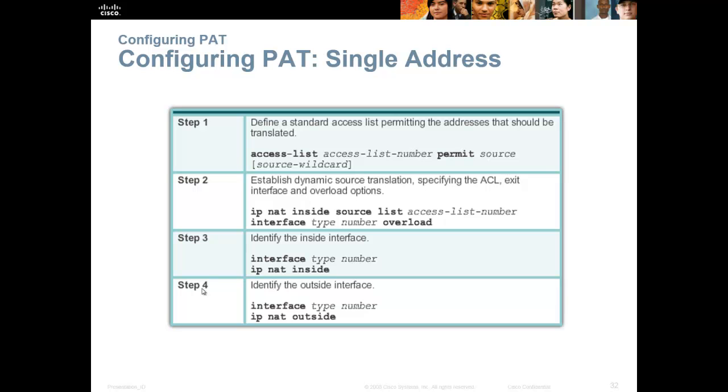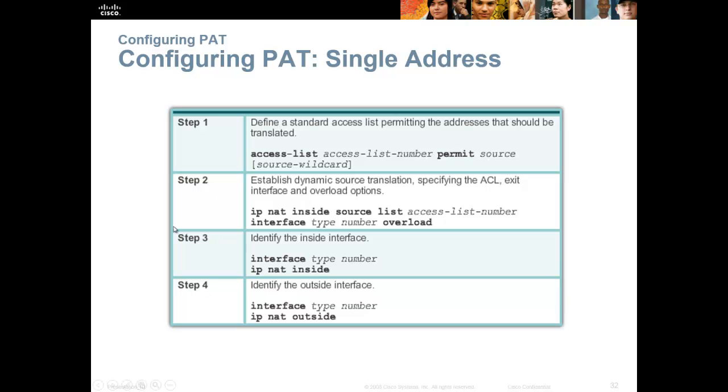So with a single address, again, we create the access list. Access list 10, permit, 192.168, that kind of thing. It's a very easy access list to create. And then we assign the access list to the port. The interface number. The port, I'm such a dork sometimes.